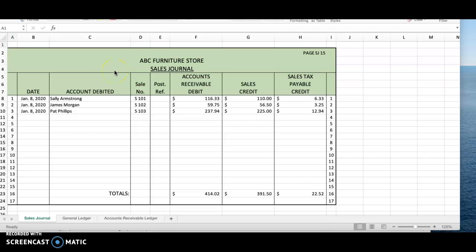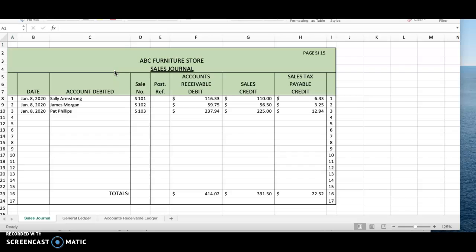Today's problem will be number 17, and it will again involve a sales journal. You've used the sales journal a couple of times now. This time you'll be posting to not only the general ledger but also the subsidiary ledger, one of the subsidiary ledgers called the accounts receivable ledger. The posting is very similar to what you've done in the past, but I thought a quick demonstration might be helpful. So let's take a look at the ABC Furniture Store on the screen.